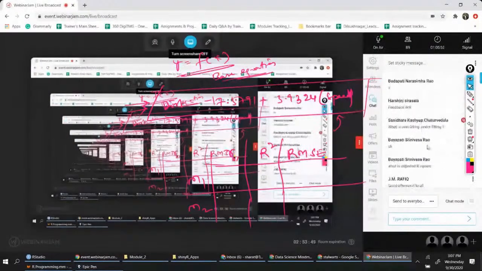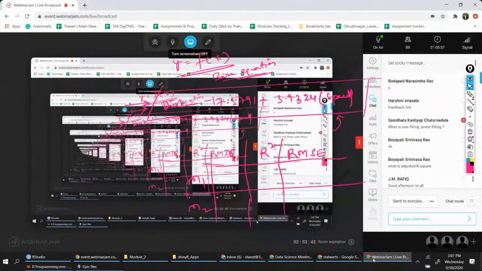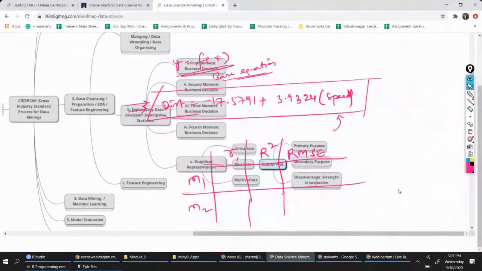Overfitting we'll discuss. I'll explain that, Shashidhar. All right, so we'll take a short break now. We will come back and discuss all these things. Okay.